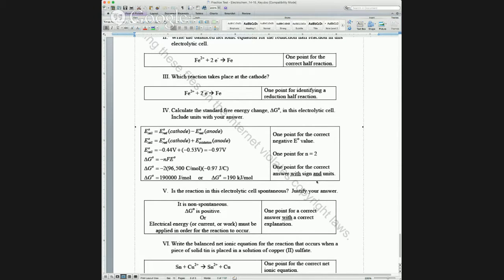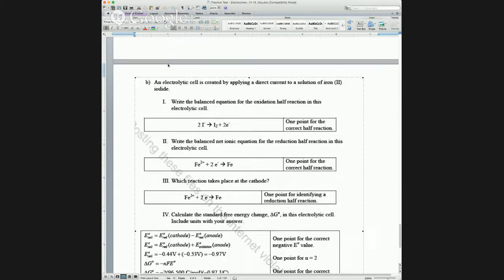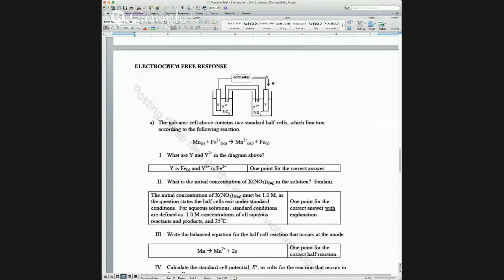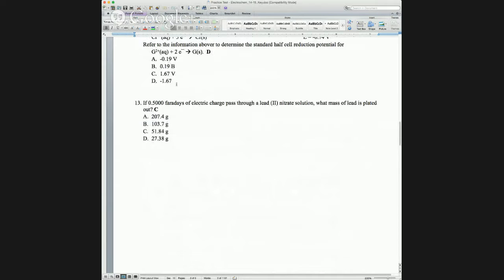Okay, sounds good. All right, the next one that I had seen was from Arya, and I'll start at the top here. For number 13 on the multiple choice, let's just scoot right back up here. If 0.5000 Faradays of electric charge pass through a lead nitrate solution, what mass of lead is plated out?